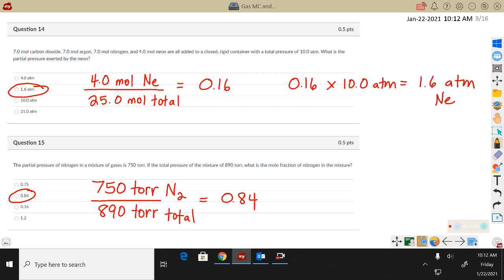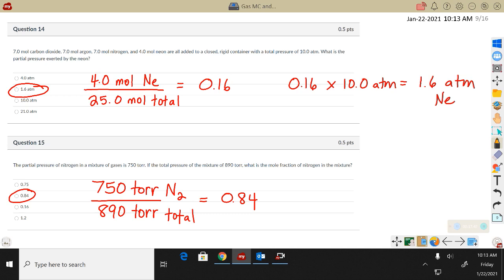14 and 15 look at mole fraction. The concept of mole fraction is kind of like a percent. So if we want to know the mole fraction of neon in this mixture of gases, it just depends on the fraction of neon particles versus the total number of particles. Number of particles refers to moles, which in 14, everything was in moles already. So I had 4 total moles of neon versus, when I added them up, about 25 total moles of gas, for a mole fraction of 0.16.